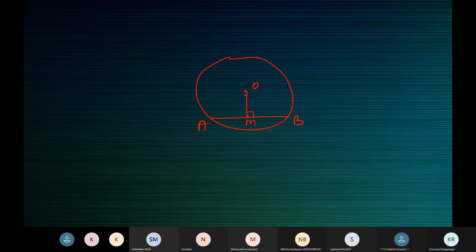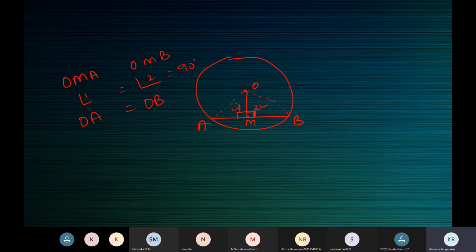To prove this result, the construction is to join OA and join OB. So we have two triangles. Let's show that the two triangles are congruent to each other. The triangles are triangle OMA and triangle OMB. Angle 1 of the first triangle is equal to angle 2 of the second triangle, 90 degrees. Then OA of the first triangle is equal to OB of the second triangle, radii of the circle. OM is equal to OM, common side.